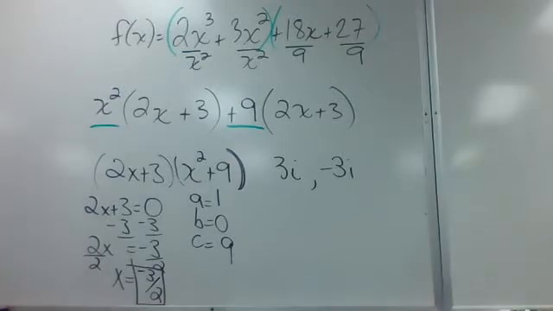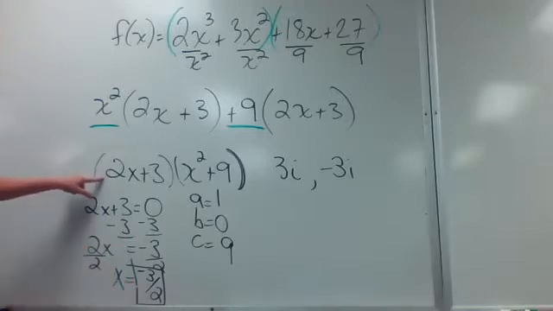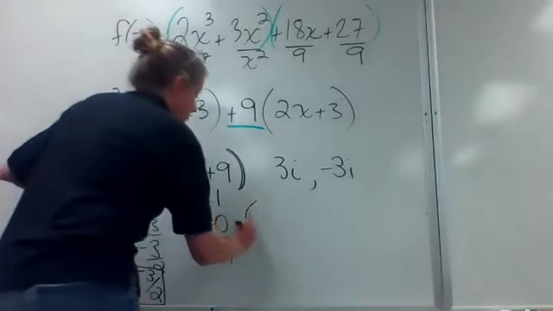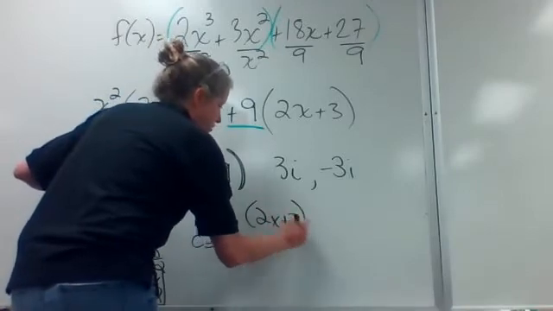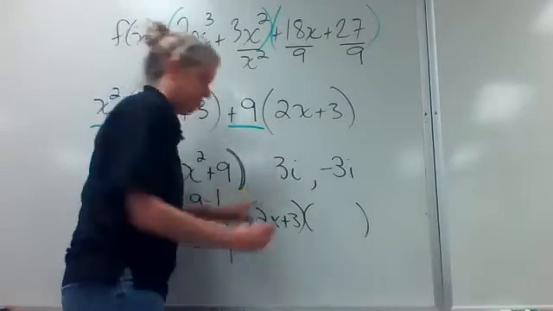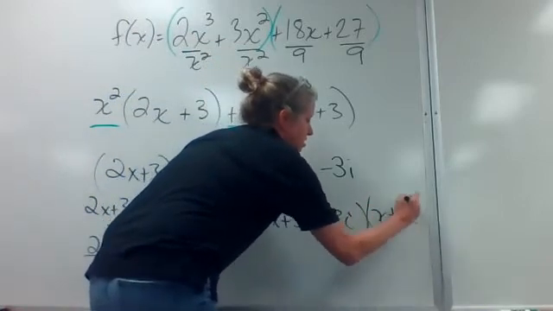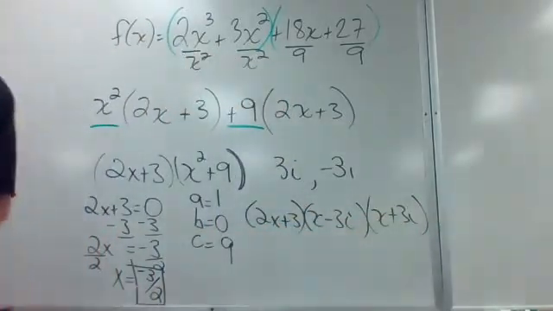So taking it back to their factors, what factor did -3/2 come from? 2x plus 3. What about these? What would this one have come from? X minus 3i and x plus 3i.